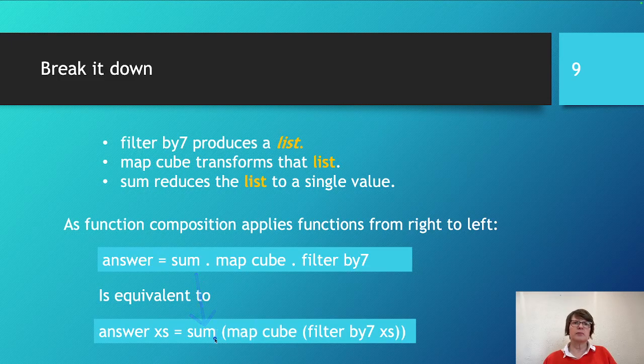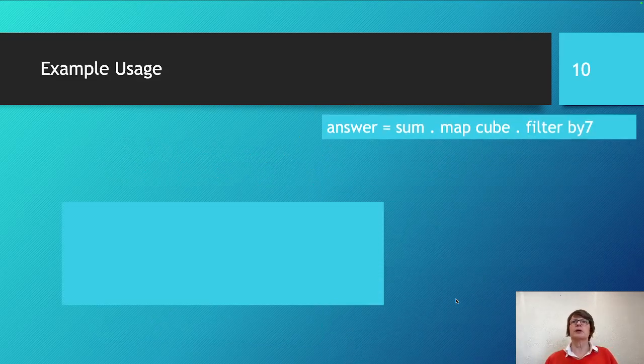And that's equivalent to that, because what we're saying is that sum happens after this all happens, and map, what you're doing is you're filtering the list by 7, and then you're mapping cube across that. And again, check the types on this if you want to be sure. Okay.